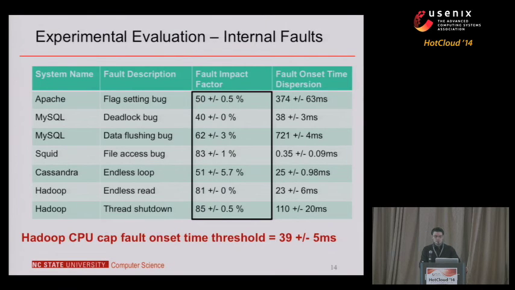And when we looked at the onset time threshold that we had set, again, from just a simple external case, we basically set a simple CPU cap and saw how quickly it affected things. We found it was about 39 milliseconds. And when we compared that to the actual internal bug, we found that the internal bug's onset time is significantly higher than our threshold.